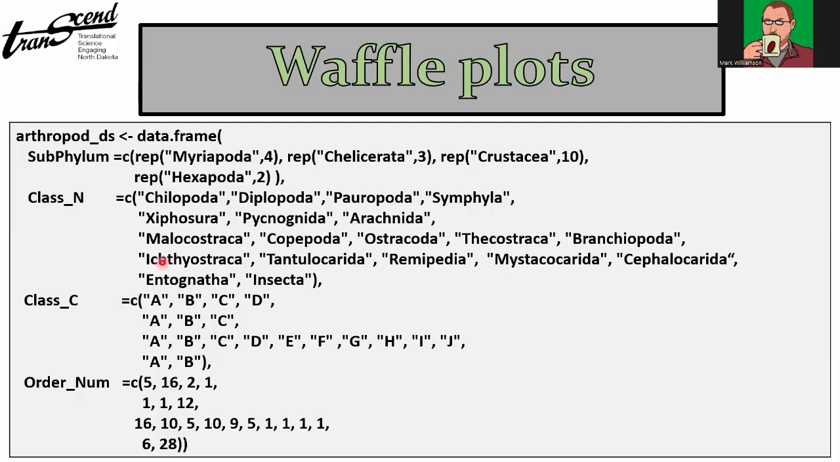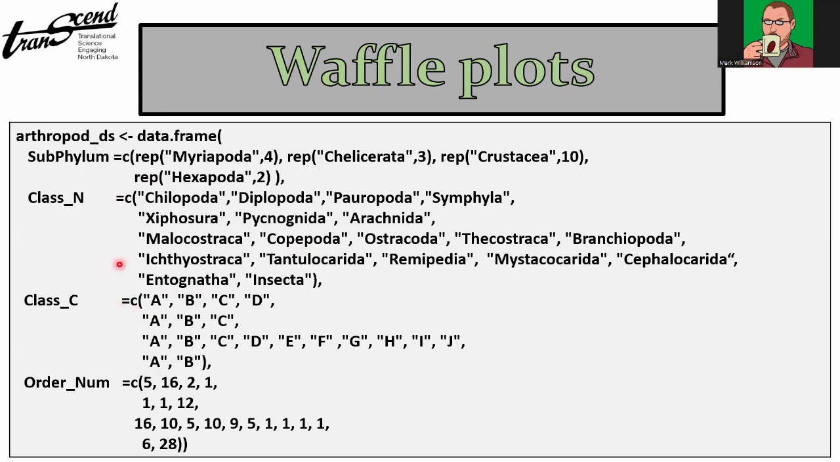I'm going to be looking at arthropods. So I'm going to set classes of subphylum. There are 4 subphylums of arthropods. So I'm going to go from myriapods to hexapods. I'm going to have classes. I'm not going to actually use the actual names of classes in the end, but I just have them there in case I want them later.